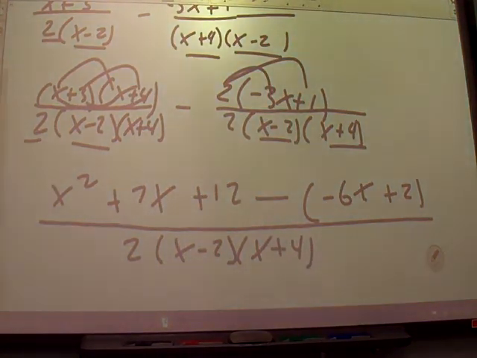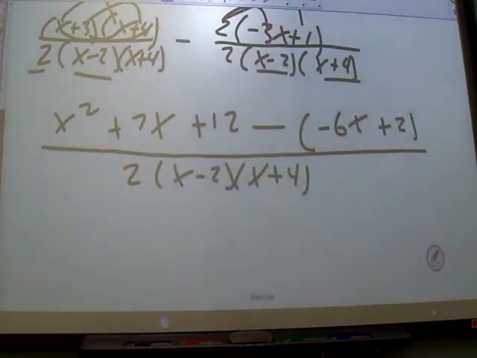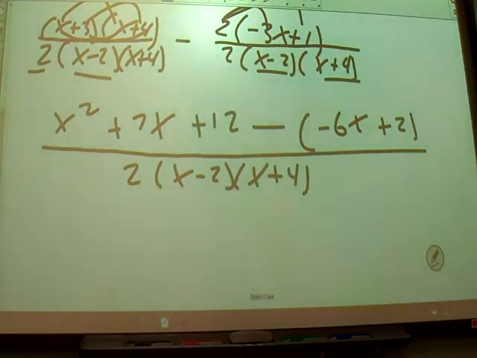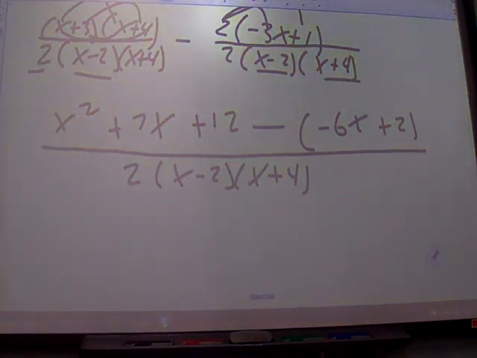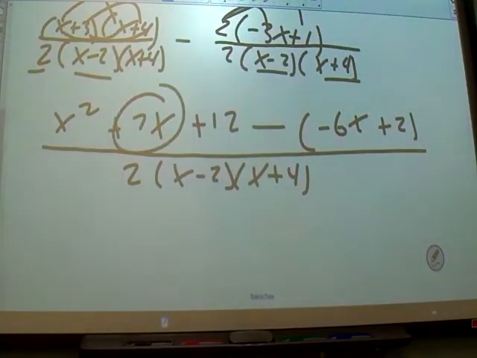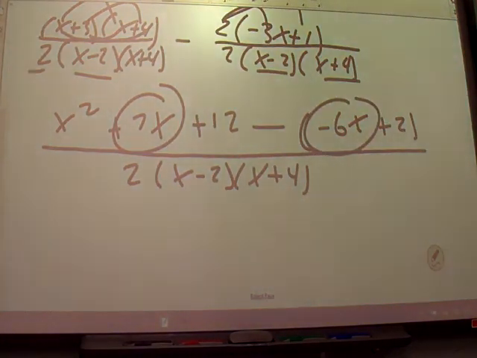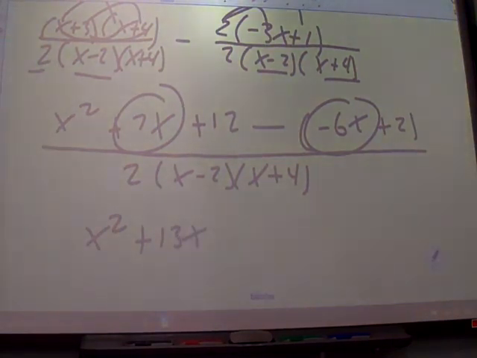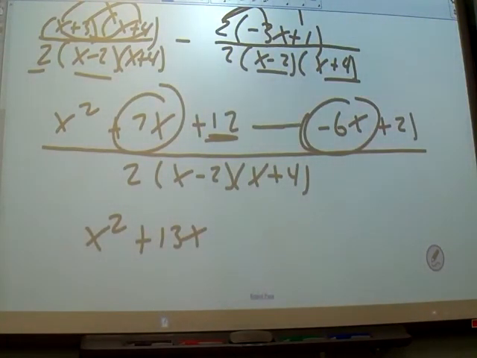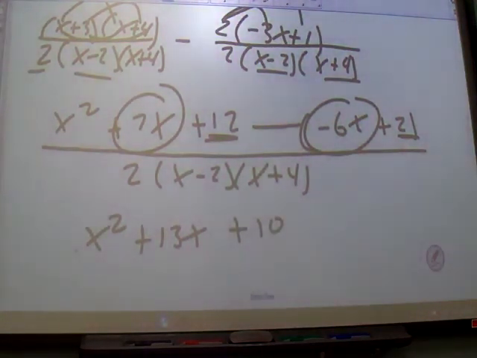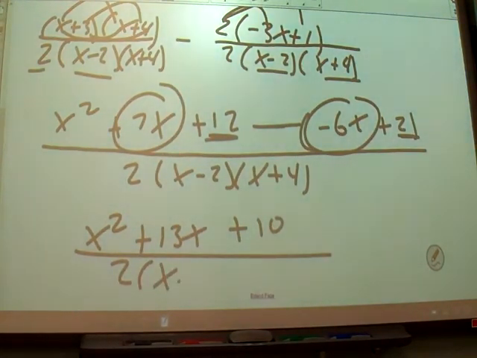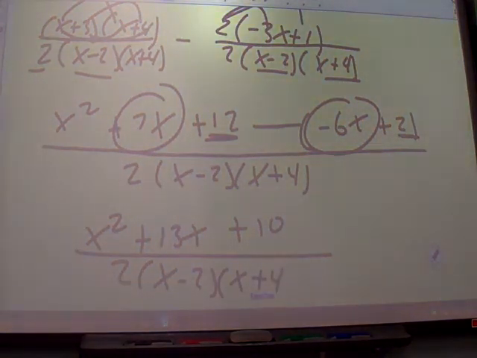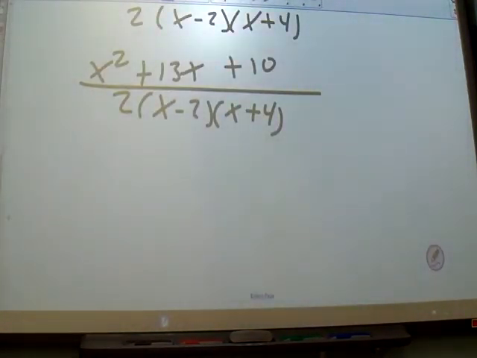Okay, so, like terms that I can combine up there with that subtraction sign. 7x minus negative 6x, that's 13x. 12 minus 2, all over. Let me scoot that up.